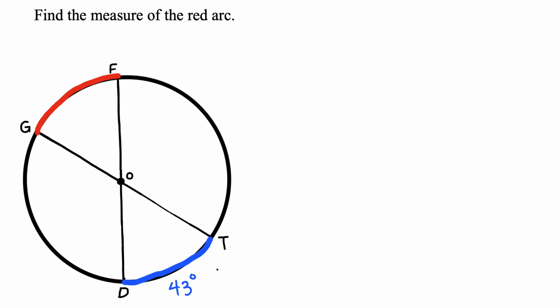So for 43 degrees, we are going to use that to decide that this central angle, I can make it the same color, is going to be 43 degrees as well, right? One of the theorems that we talked about in class is whatever we have as the minor arc. So in this case, because arc DT, the measure of arc DT is 43.